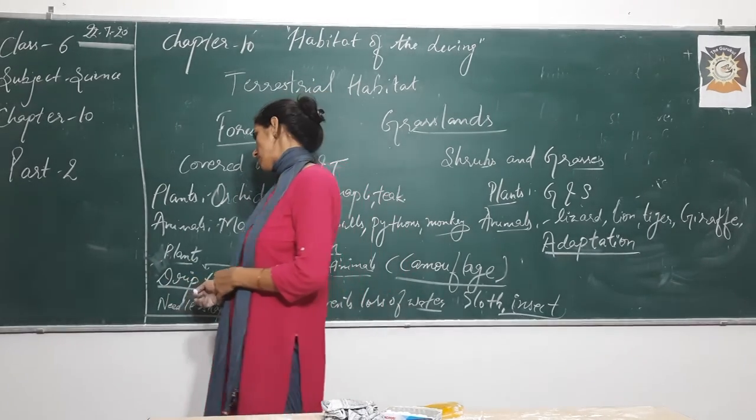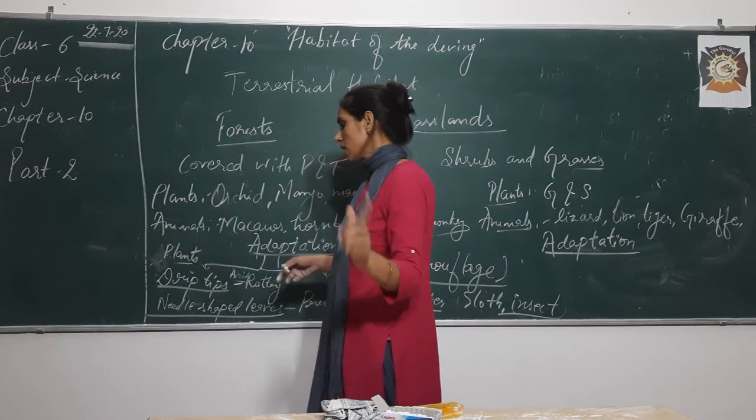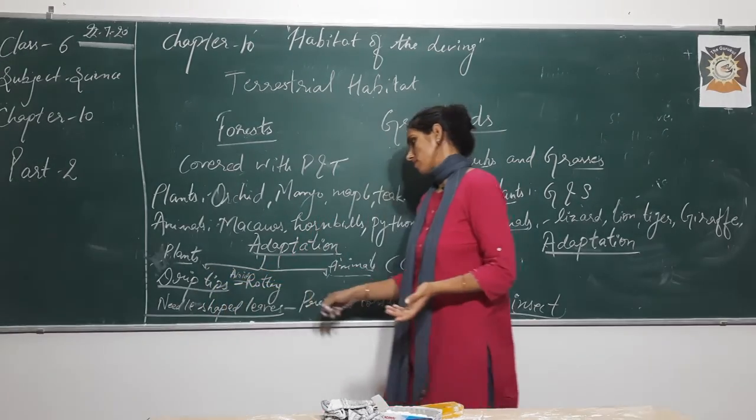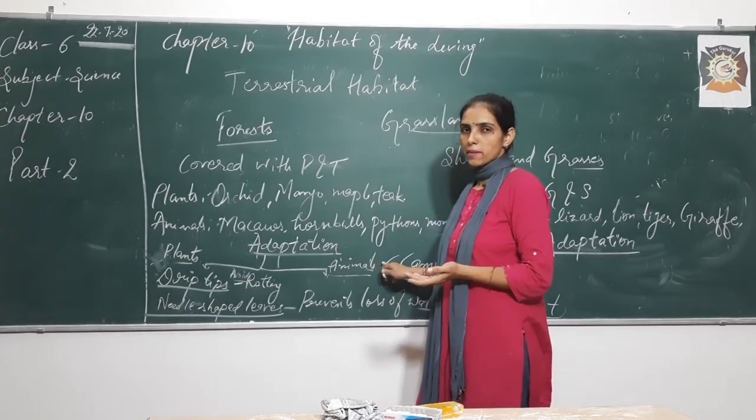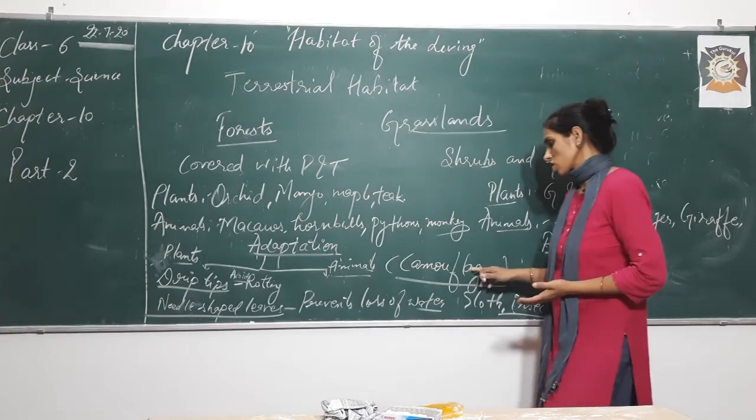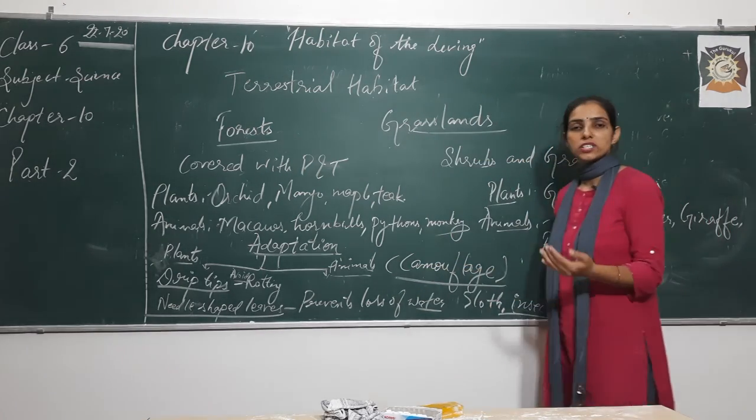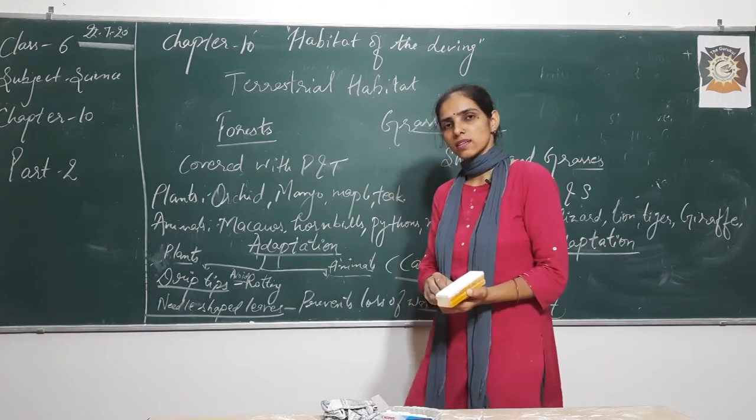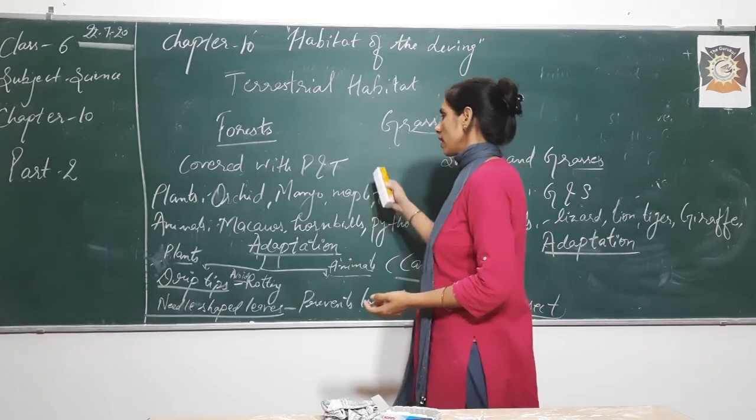In case of plants, we will say they are having drip tips, they are having needle-shaped leaves. In case of adaptation by animals, we will say they show camouflage by which they can protect themselves from their enemies, right? So let's move to the topic.